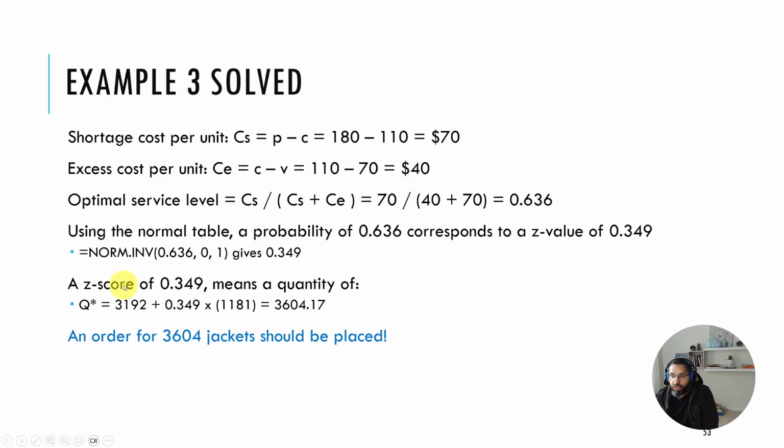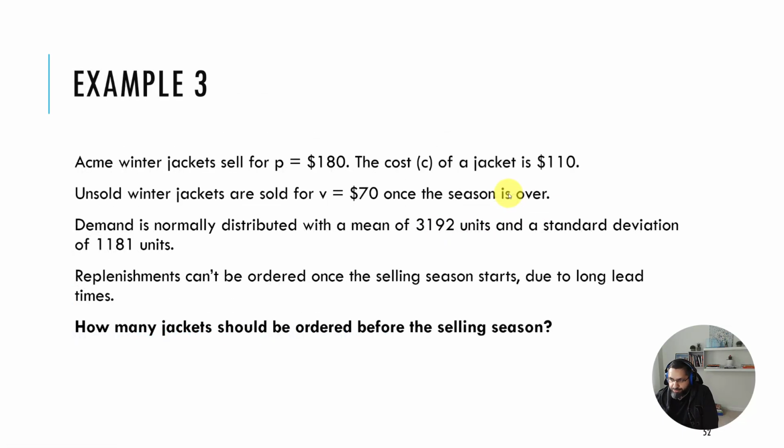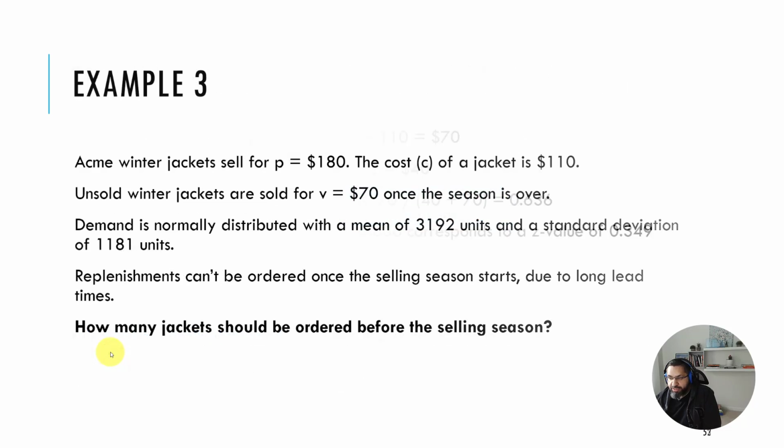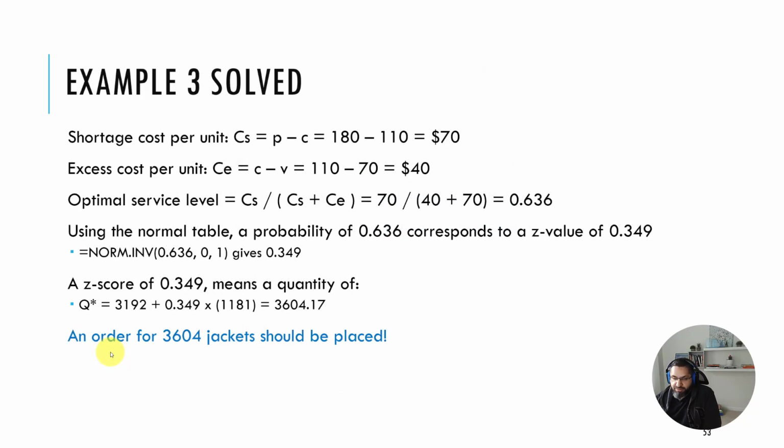And now we can find Q star. We can do it two ways. We know the mean of the demand and the standard deviation, so we can use this formula. The service level we got was 0.636, so we can go to this formula in Excel and do equals NORM.INV and put in 0.636 for the service level, 3192 for the mean of the demand, 1181 or 1182, whatever the standard deviation was here, and Excel will tell us Q star. The other option is we can do this in two steps.